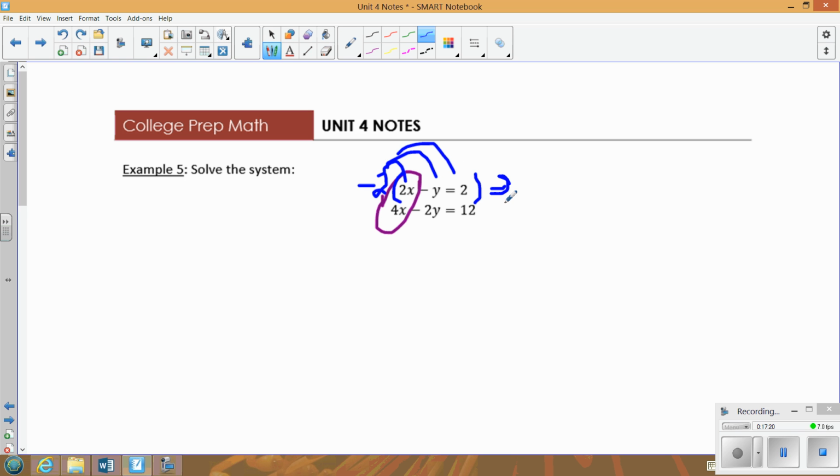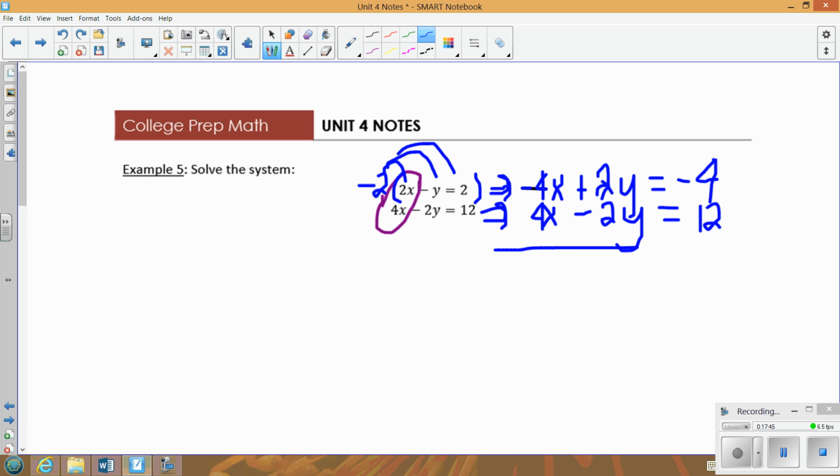So my new equation will be negative 4x minus y times negative 2 is going to be plus 2y, and then it'll be equals negative 4. Down below, I'll just keep it as is. So I have 4x minus 2y equals 12. Go ahead and add these. Those cancel. These cancel. So I have 0 on the left equals 8.